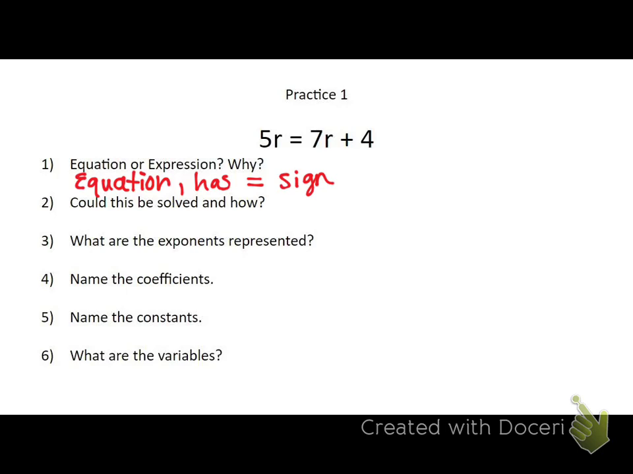Lucas? It could be solved because it's got like terms. Okay, so yes. We combine like terms, then what? After you combine like terms, what do you have to do? I don't remember. Can somebody help him? So yes, this could be solved by combining our like terms and solving for, what's the variable? Solving for r.